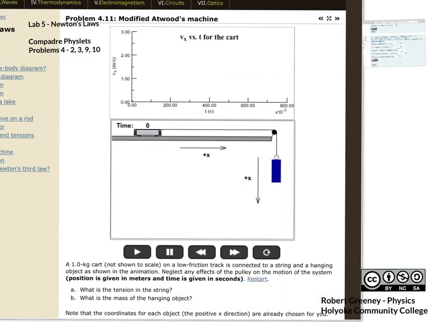So, of course, read the instructions. We have a 1 kilogram cart, low friction track, so we're ignoring friction. Connected to string and hanging object, neglect any effects of the pulley. So the pulley is small and frictionless. All it does is change the direction of the string.